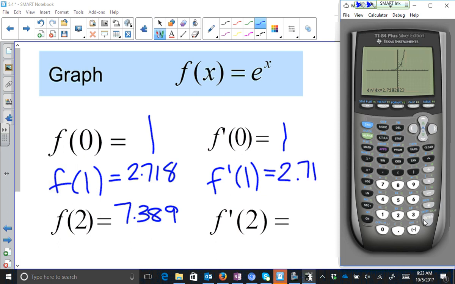If we press second calculate, we want the derivative, so choose derivative at 1. Using that feature, find me the derivative at 2. Second trace. What is it, Eli? It's 7.389. That is incredible. What do you think will happen at f of 3 and f prime of 3? Try it.